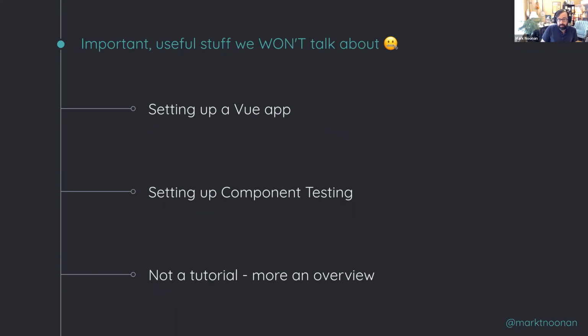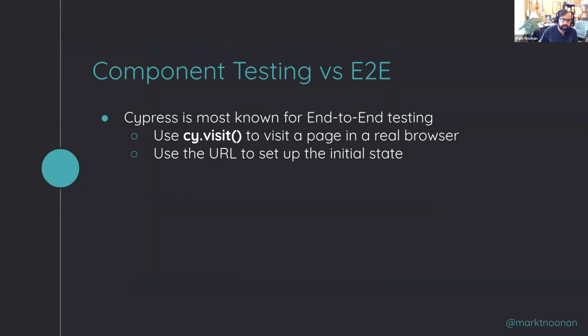I'm not going to talk about how to set up the Vue app that we're going to use as our example, and I'm not going to talk about setting up component testing itself in Cypress. Although since I made this slide originally, setting it up has become automated, so we're not missing much by skipping that. You can just click setup and follow the instructions. We'll take an overview approach where we talk about what the differences are between component testing and end-to-end testing.